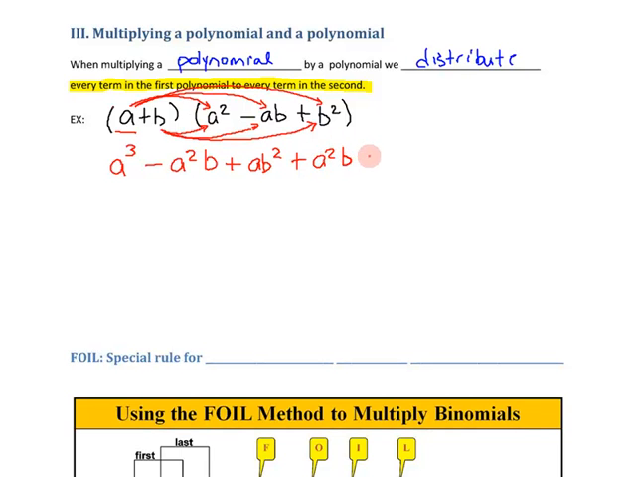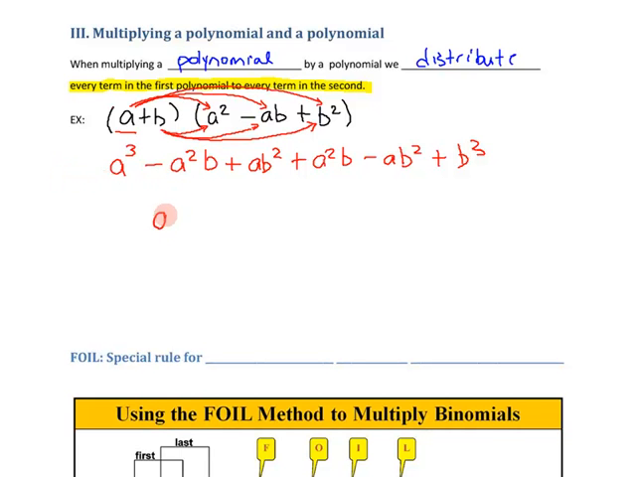B times minus ab, I've got a minus a and then the b's together would be b squared. And then b times b squared would be plus b cubed. Now let's not circle our answer yet. Let's first check and see if there are any like terms that we can combine.